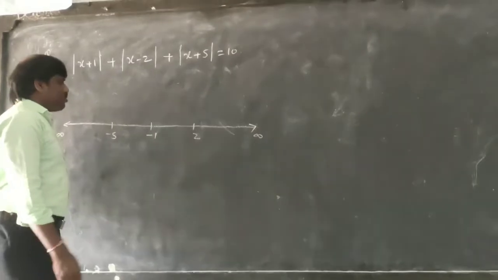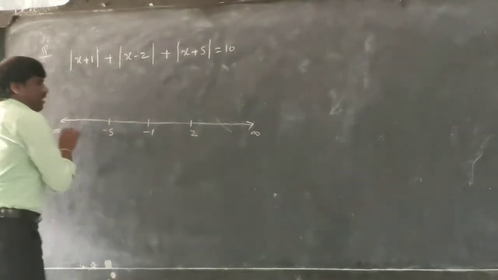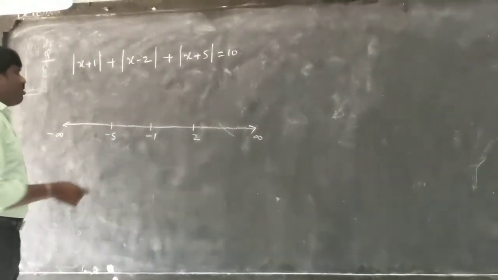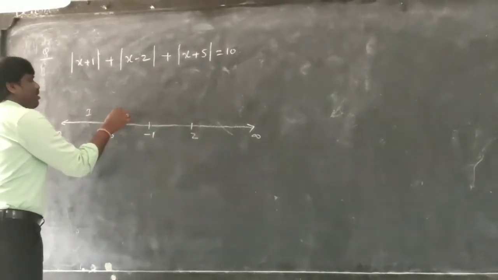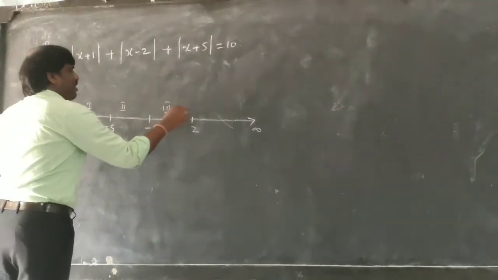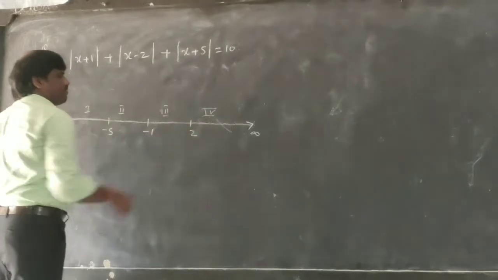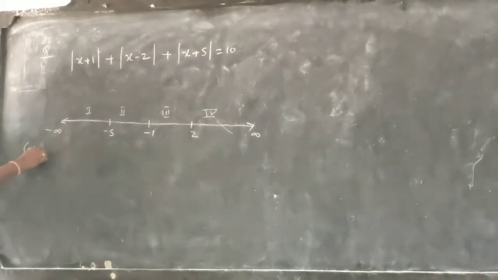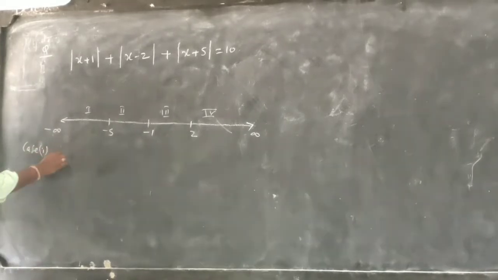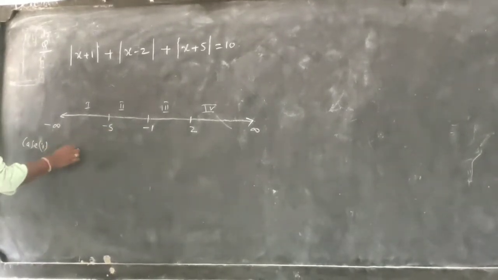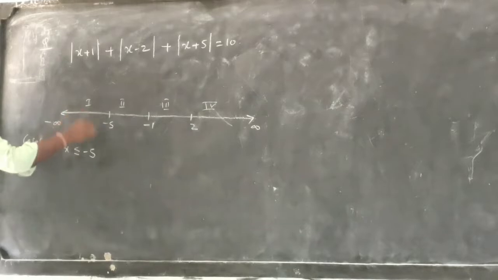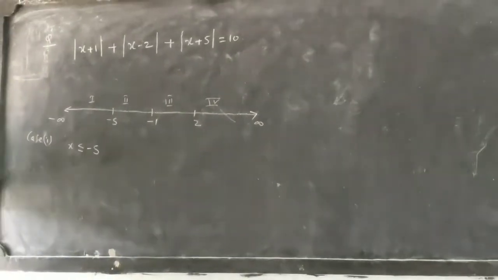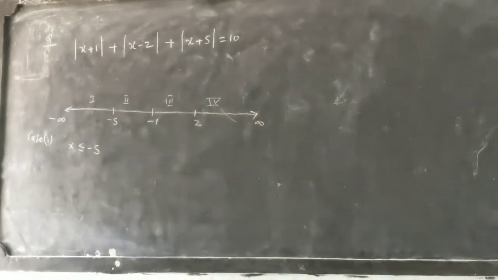So this is a real number line. How many parts is it divided into? 1, 2, 3, 4 parts. Let us take case number 1, that is x less than or equal to minus 5.